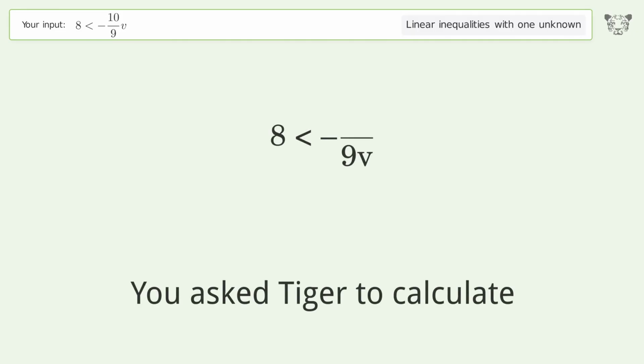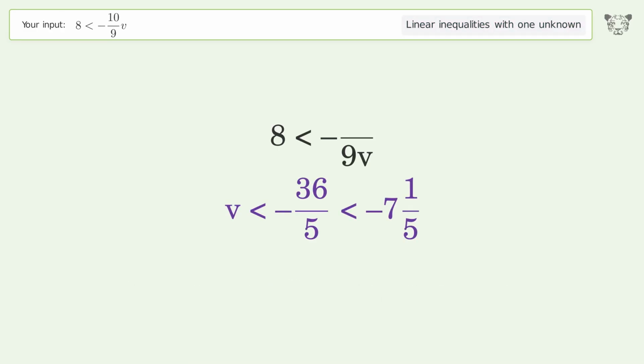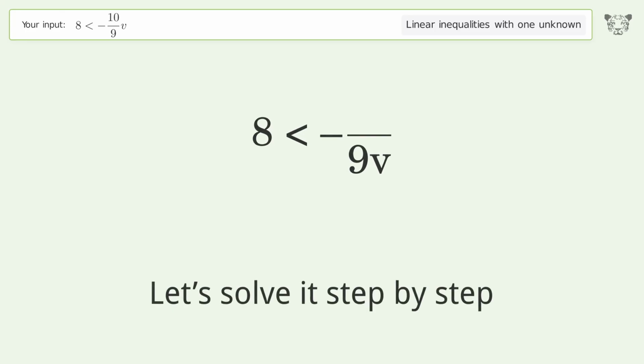You ask Tiger to calculate. This deals with linear inequalities with one unknown. The final result is v smaller than -36/5 smaller than -71/5. Let's solve it step by step.